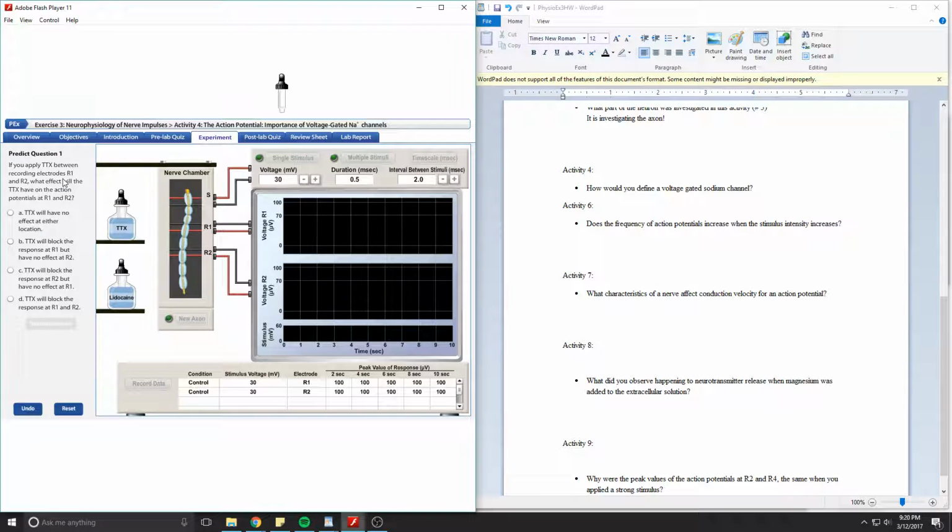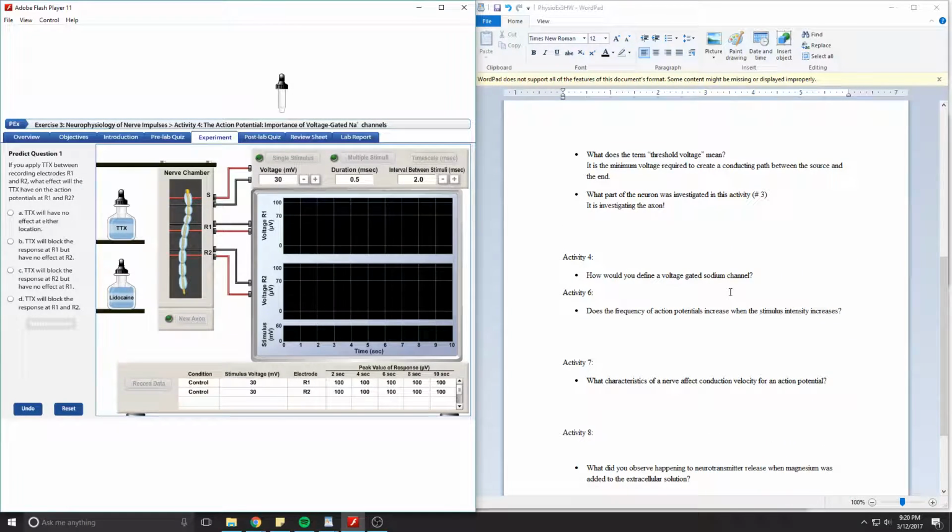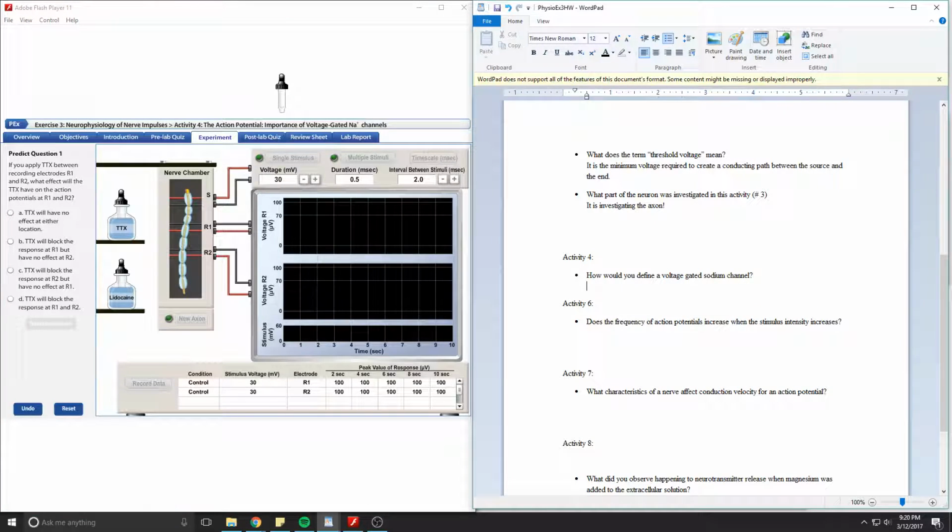How do you define voltage gated sodium channels? Oh, whoops, I was looking at the wrong thing. Okay, how would you define a voltage gated sodium channel? Okay, well, we'll figure that out.